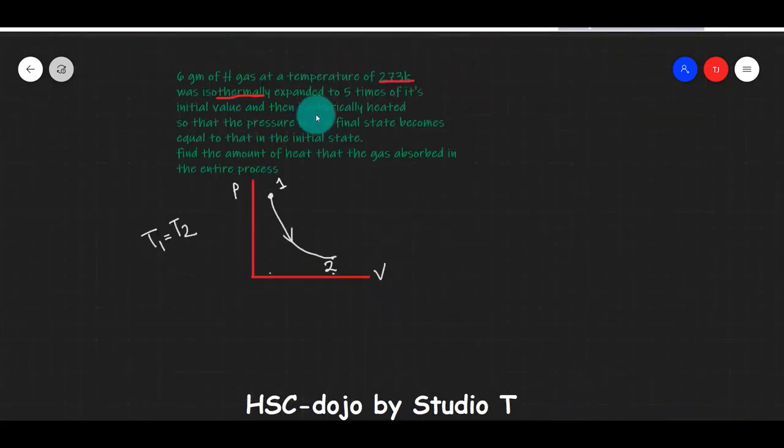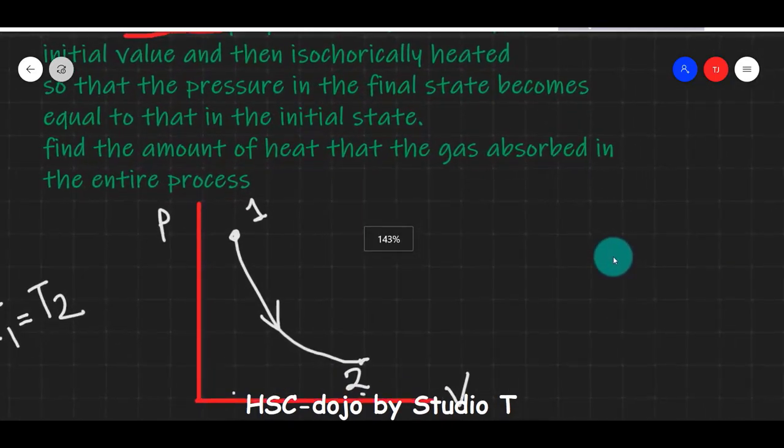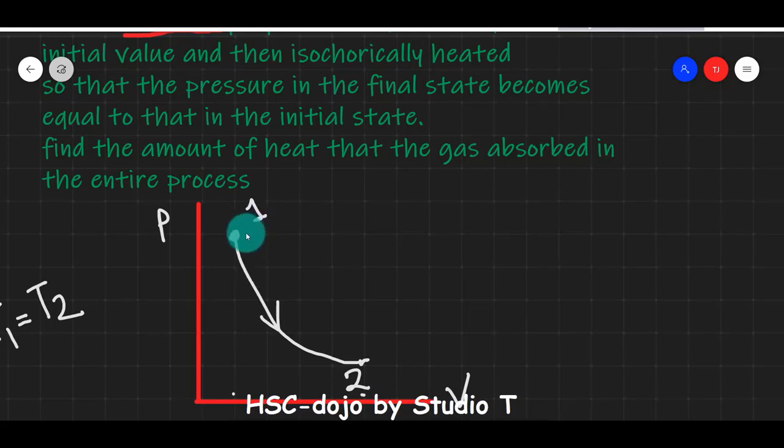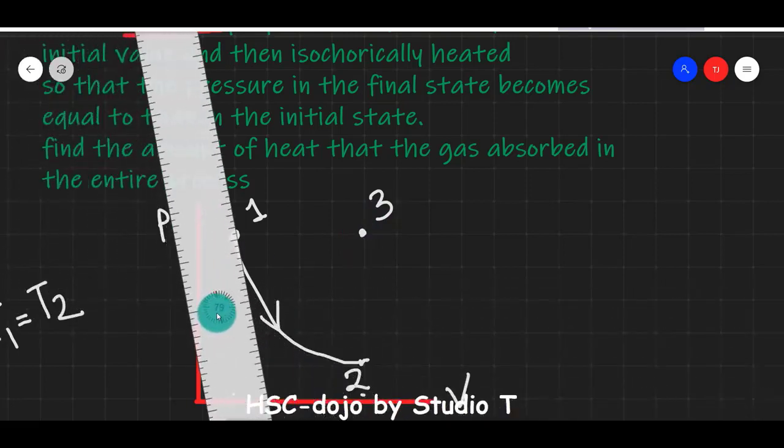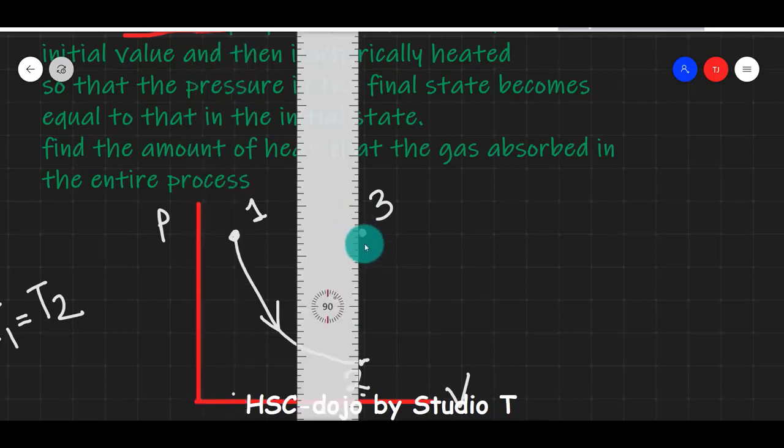Then isochorically, that means keeping volume constant, heated so that the pressure in the final state becomes equal to the pressure in the initial state. That means the pressure in 1 will be equal to pressure in 3. And as the process is isochoric, that means the volume will be kept constant. The graph from point 2 to point 3 will be a perpendicular line over the volume axis, because in this case volume is kept constant.